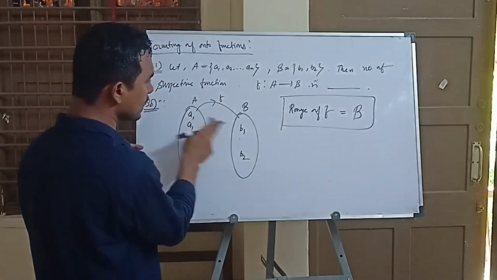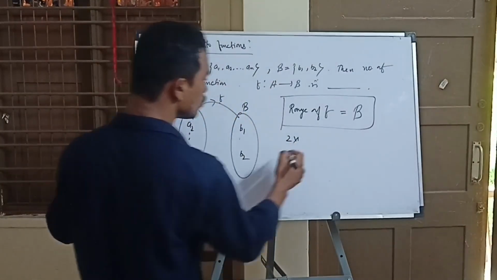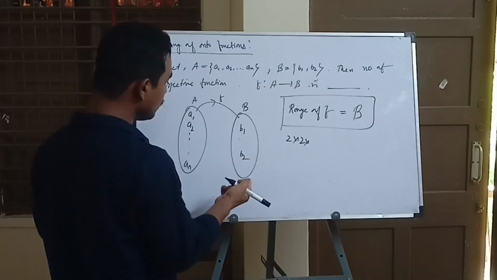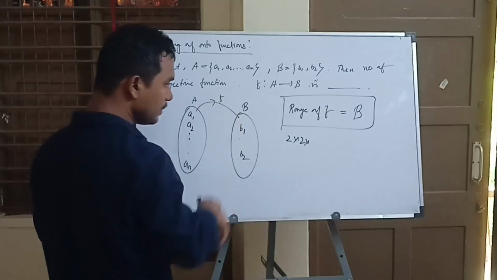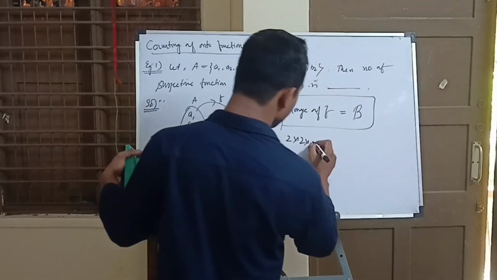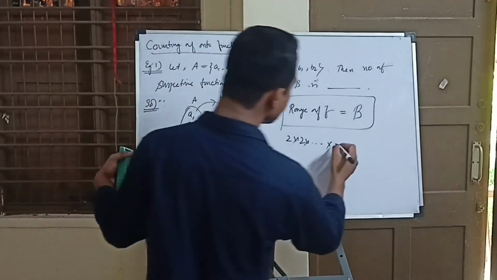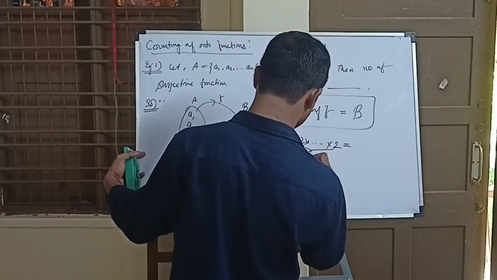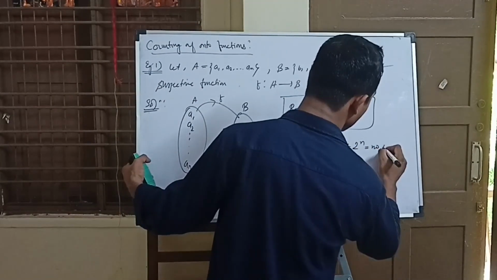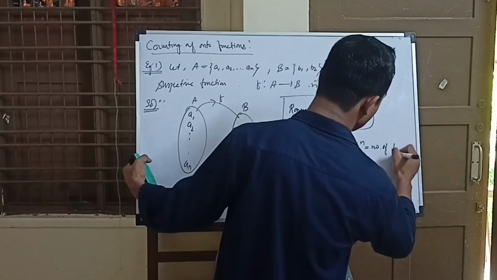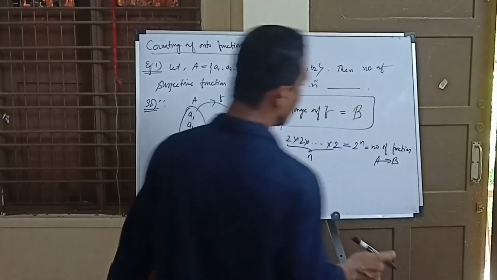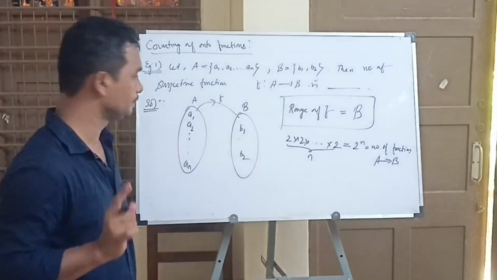And how many functions are there? Total functions. A1 has two choices. A2 has two choices. The image of A1 is either B1 or B2. The image of A2 is either B1 or B2. So A1 has two choices, A2 has two choices, and lastly An also has two choices. How many elements are there? N elements, right? 2 to the power n functions. The total number of functions from A to B is 2 to the power n.